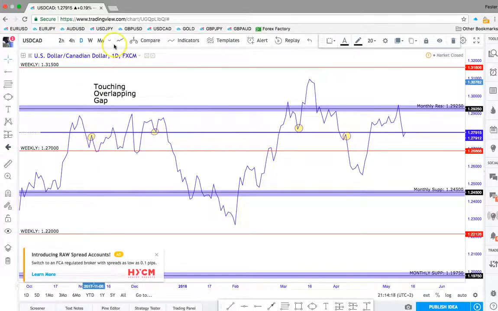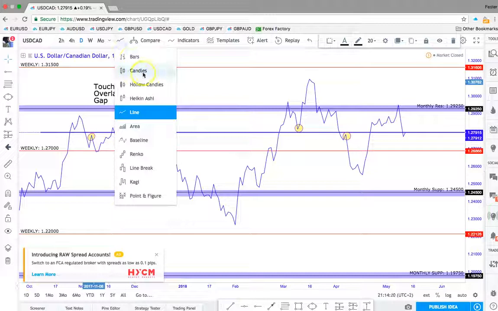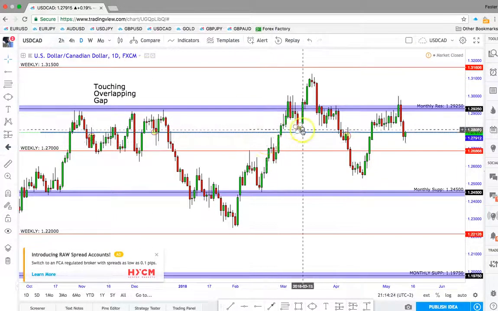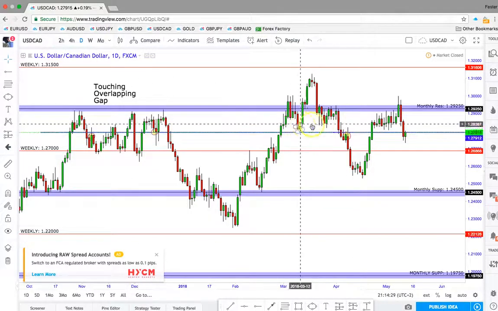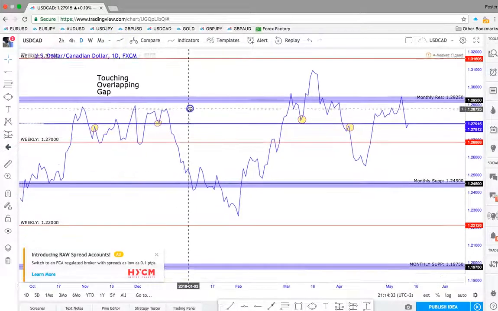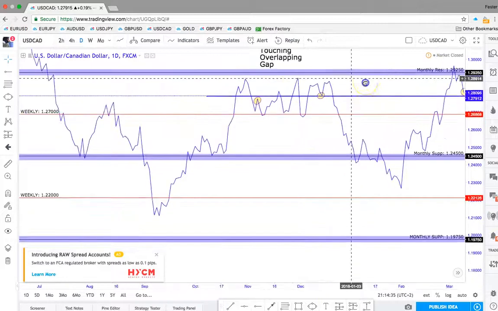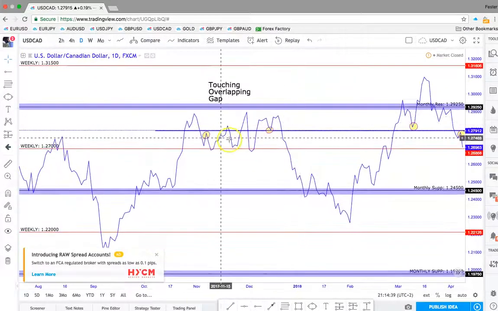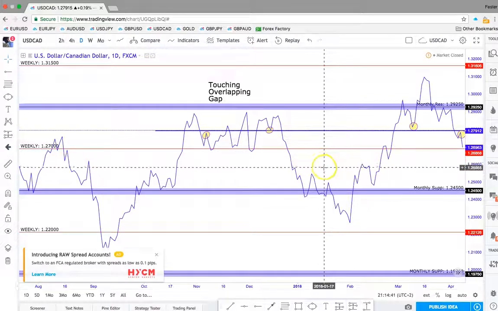Now let's switch to the candle and see how it looks on the candles. Wow, how nice that looks. You can see there, boom boom, respected, resistance, support, support, resistance. So let's flick it back to the line chart. Let me go back in time and look for an example of overlapping, because we've got an example of gap. Let's look for an example of touching.